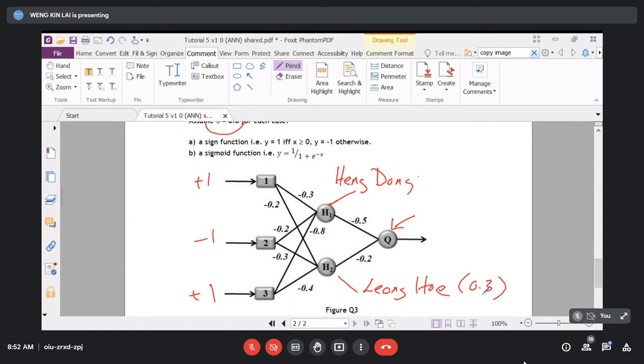Heng Dong, are you there? This one very fast, isn't it? I think Leung Ho can do it so fast, and I think so can you. Minus point, what is it? Minus point 1? How do you get minus point 1? Okay, never mind. Heng Dong says it's minus point 1, and then he put a question mark there. Not sure.